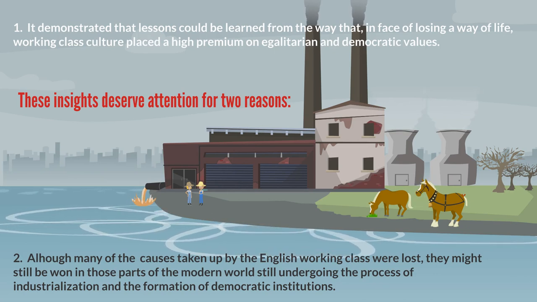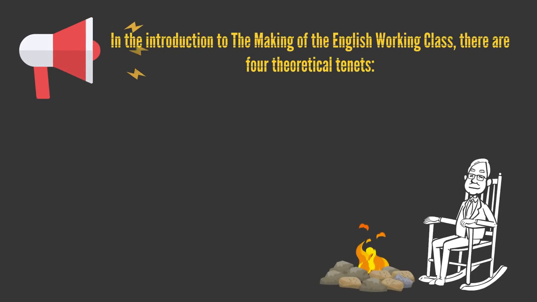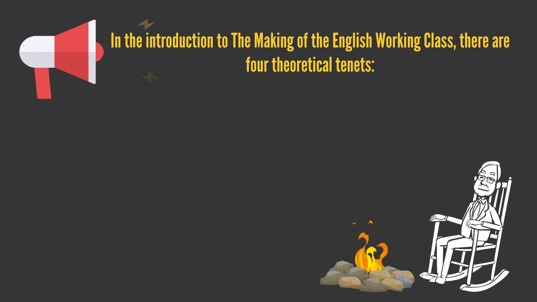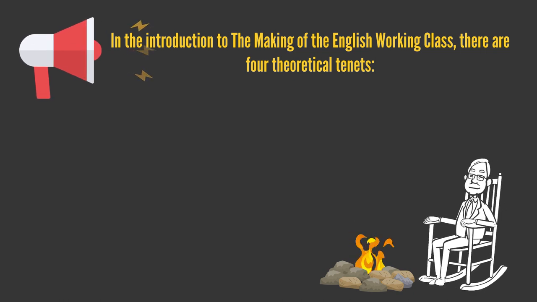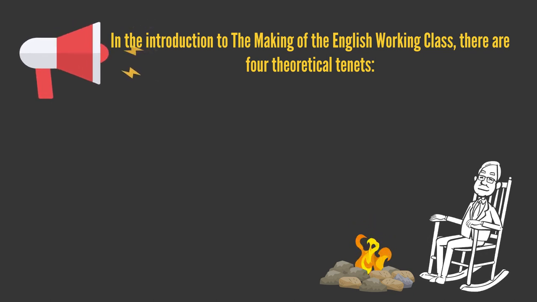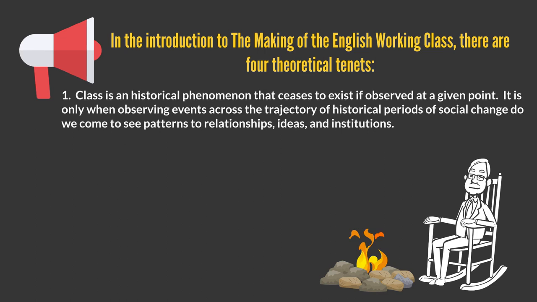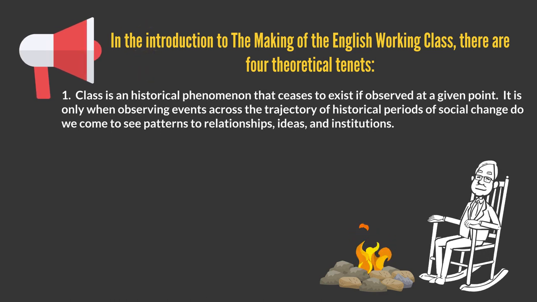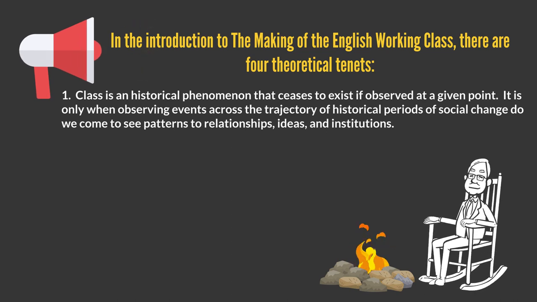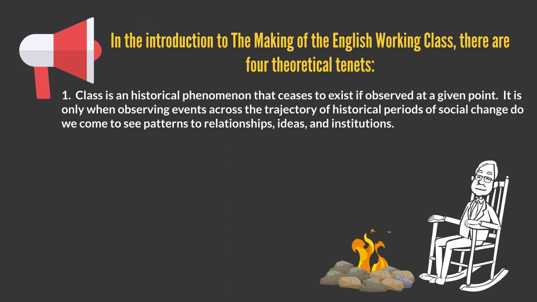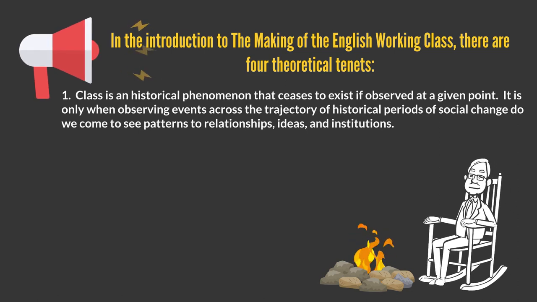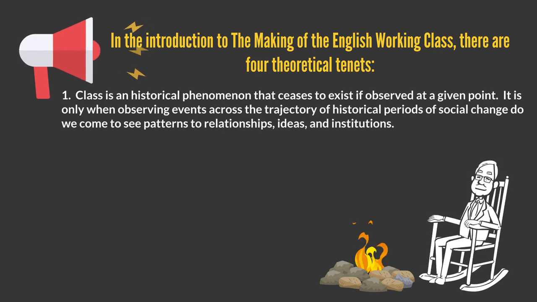Here's the takeaway. In the introduction to The Making of the English Working Class, Thompson set about proposing a theory of class formation. There are four tenets to that theoretical proposition. The first is that class is an historical phenomenon that ceases to exist if it is observed at a given point. It is only when observing events across the trajectory of historical periods of social change do we come to see patterns to relationships, to ideas and institutions.